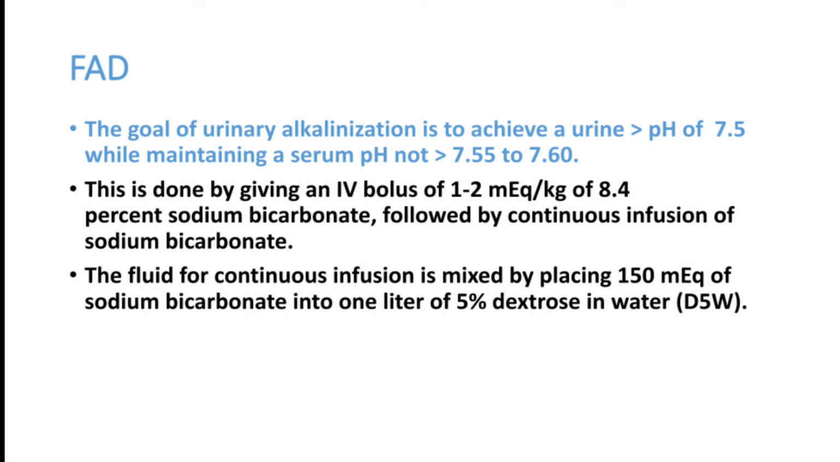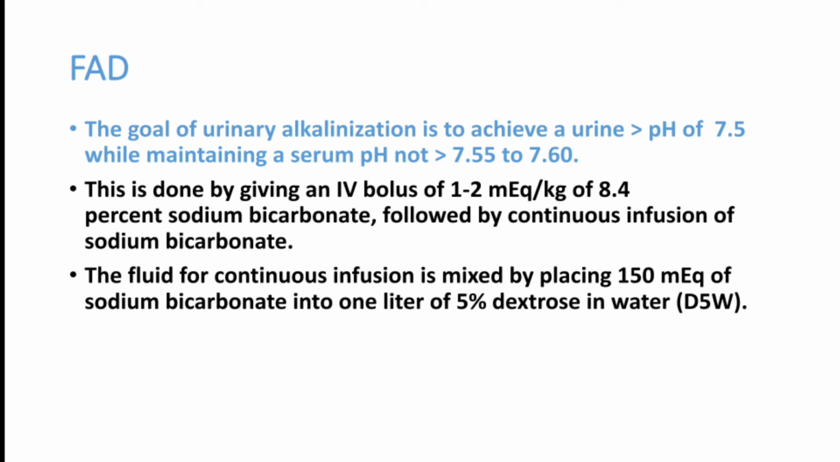The goal of urinary alkalinization is to achieve a urine pH of more than 7.5 while maintaining serum pH not more than 7.55. We should not keep the serum pH very high. So increase the serum pH so that you can increase the urine pH. We need a goal of more than 7.5 in both urine and serum.